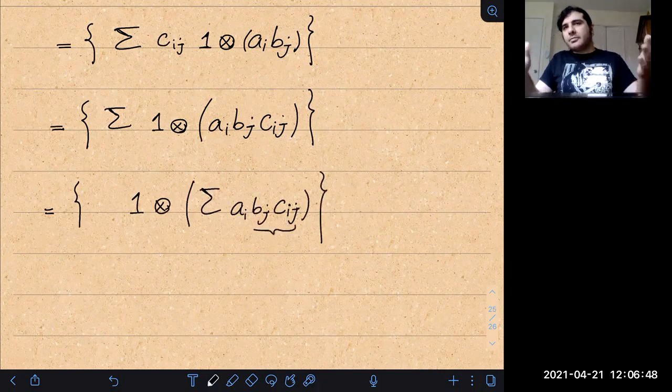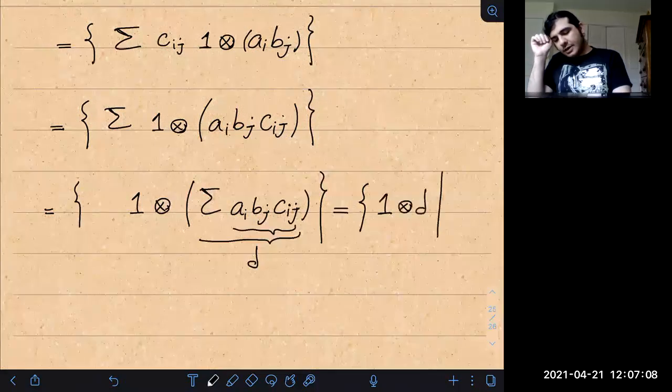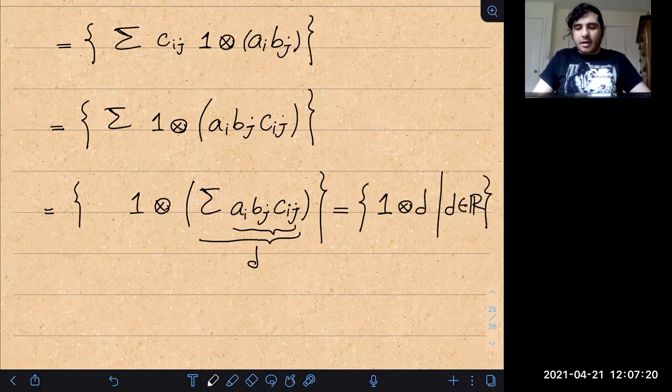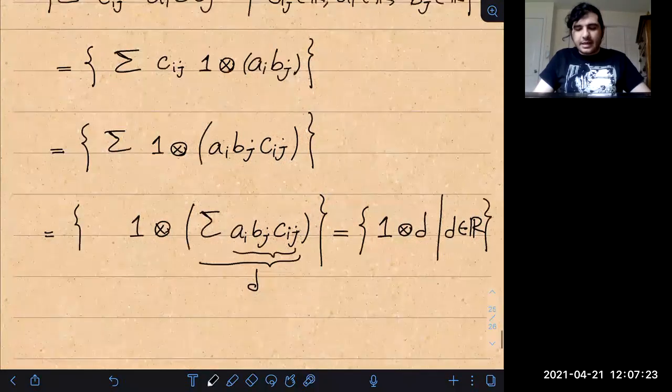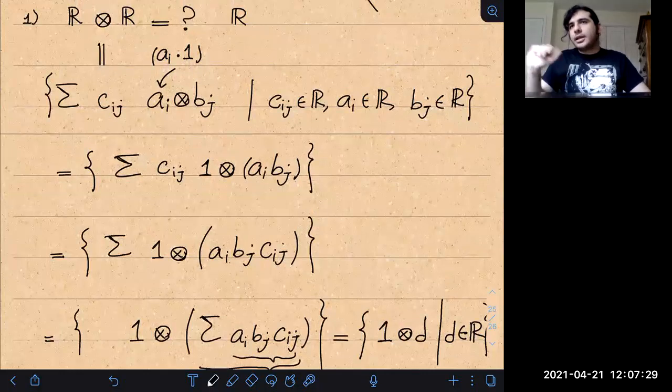And these are just some real numbers. I'm just multiplying some real numbers and adding them. I would end up with another real number, right? So the whole thing is just a real number. Let's call that real number D. So the whole thing is just 1 tensor D, for D a real number. So that's one way of writing this thing. I can write everything like that. Any element in R tensor R can be written as 1 tensor a real number.